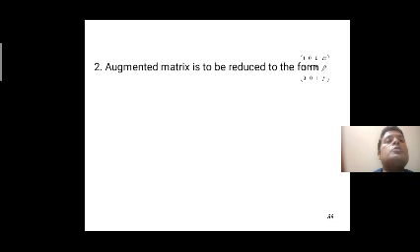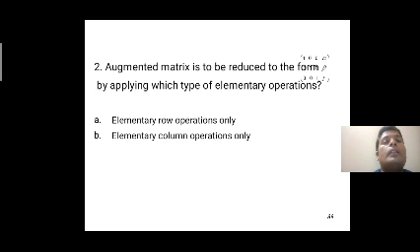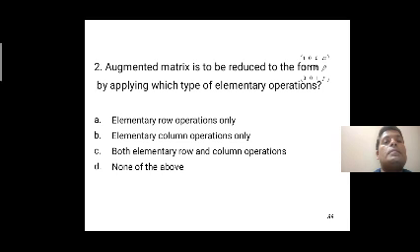The augmented matrix is to be reduced to the form 1 0 0 alpha, 0 1 0 beta, 0 0 1 gamma by applying which type of elementary operations? Elementary row operations only, elementary column operations only, both elementary row and column operations, none of the above. Here what is the answer?